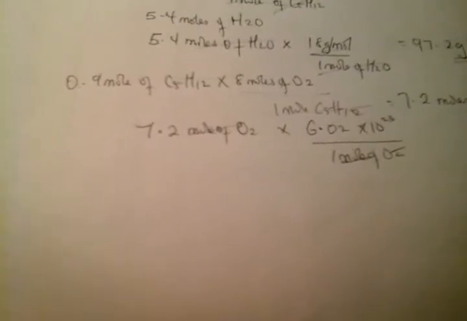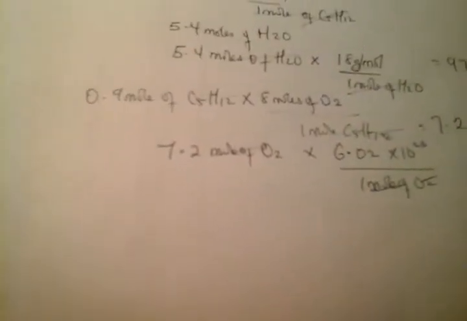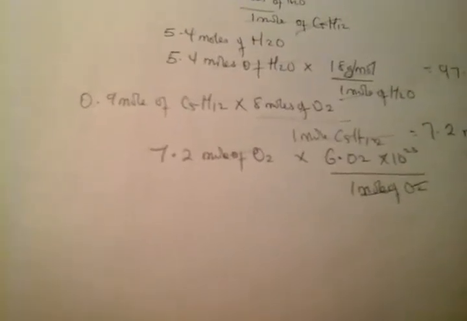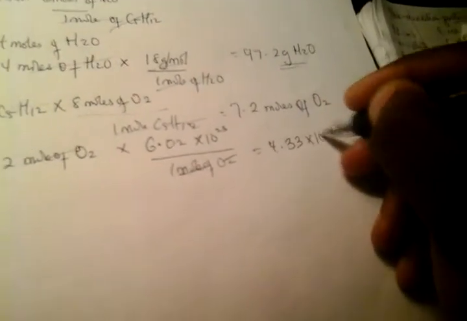7.2 times 6.02. Sorry, I'm slow with calculators. So that gave us approximately 4.33 times 10 to the power 24 molecules of O2.